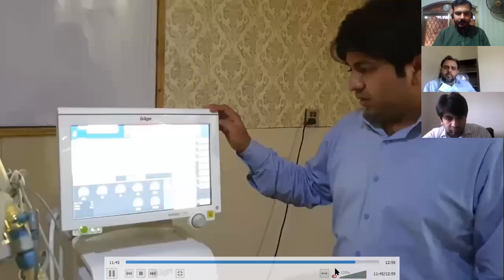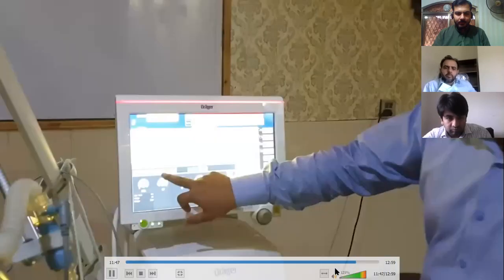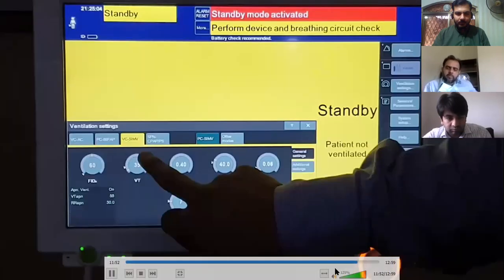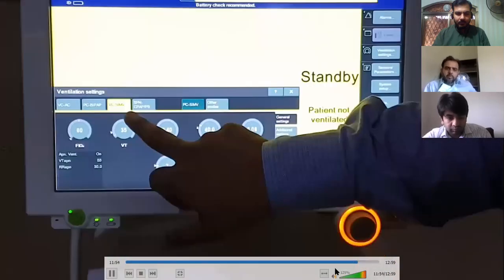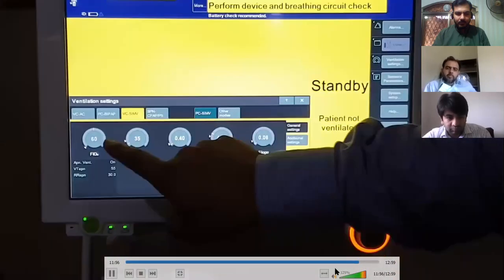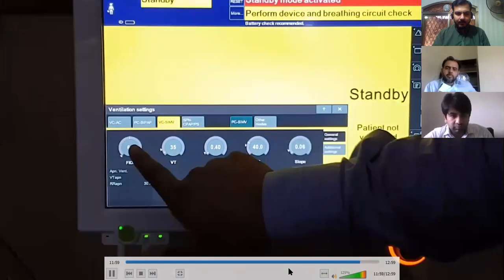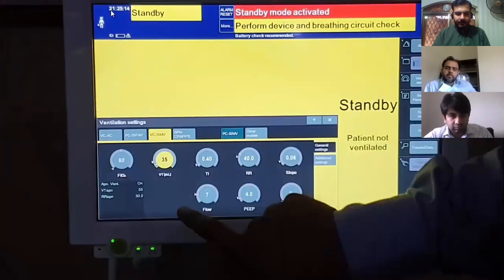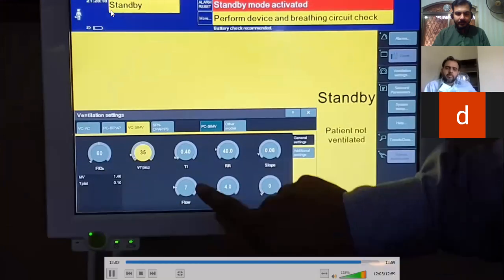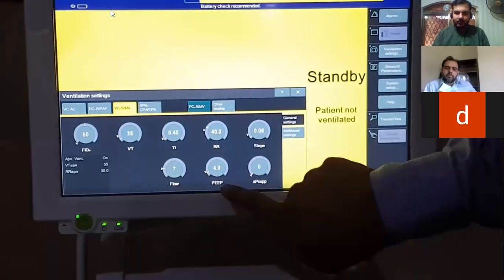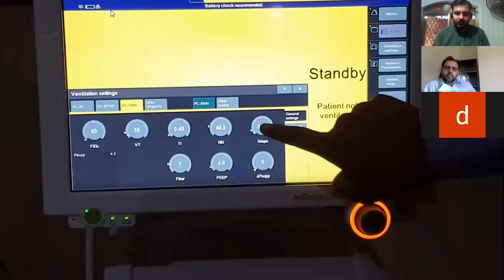The second mode that is commonly used in children below 1 year of age is volume control ventilation. So in volume control SIMV, we will first of all adjust the FiO2, then we will adjust the tidal volume, then the time, then we will set the flow, then respiratory rate, then PEEP, then slope, and then pressure score.